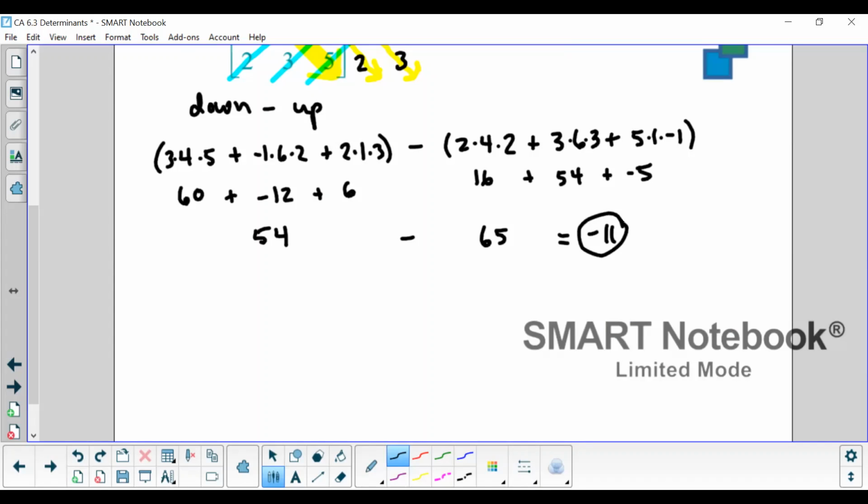which we will use on Monday's lesson when we use something called Cramer's rule to solve a system. But any questions about this before I shut down the Smart Notebook?